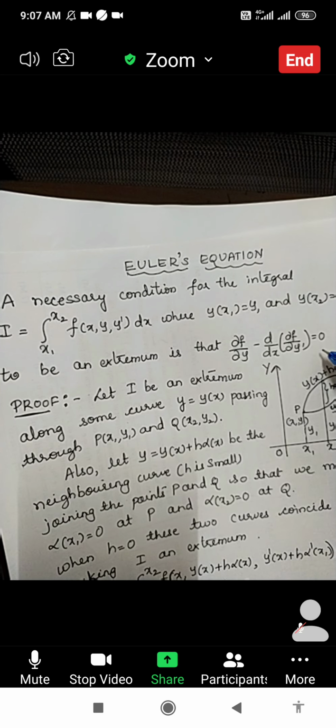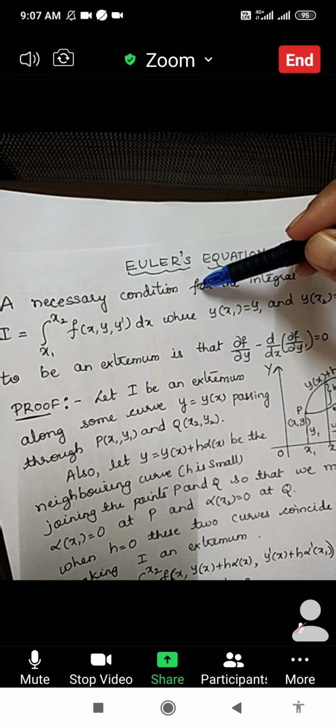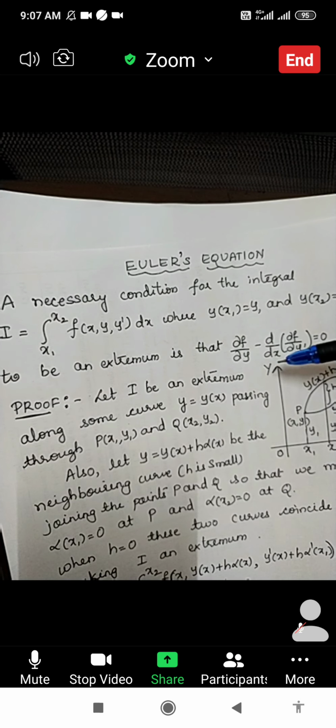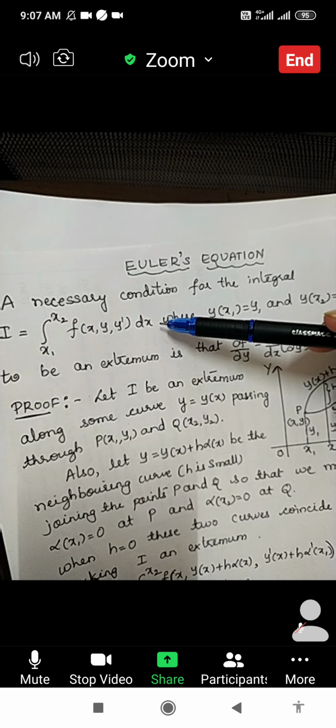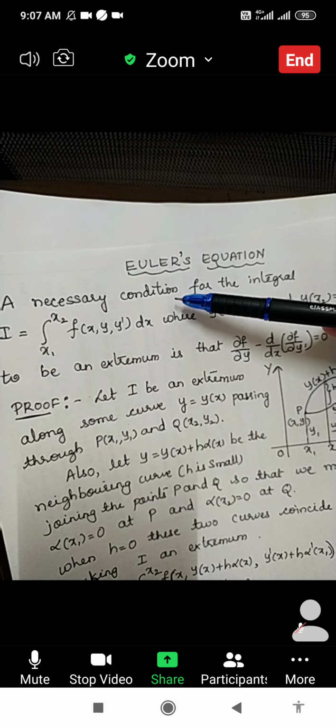So we have to just take the necessary condition. Last time I discussed it. It is just like if P is true, then we have to get Q. This is what the necessary condition means.